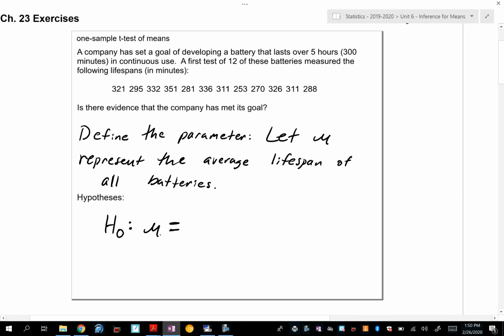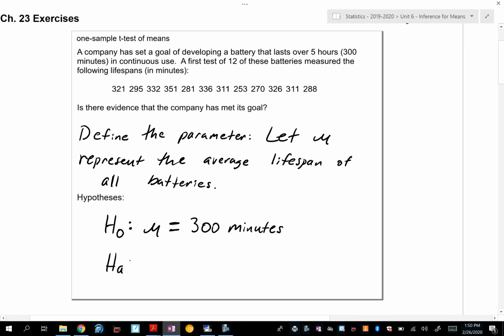So what do I think right now is happening at this company? What's the average lifespan of batteries that we think is happening right now? 5 hours. I'm going to write it in minutes. You could put 5 hours, I totally accept it. But because they gave me the data in minutes, I'm going to write 300 minutes. You don't have to put minutes, I just want to make it clear that I'm talking about minutes.